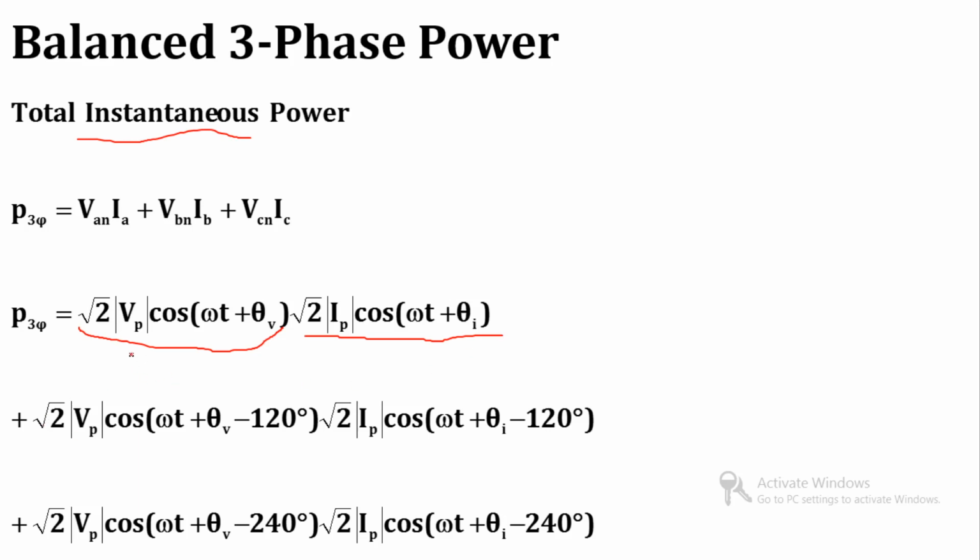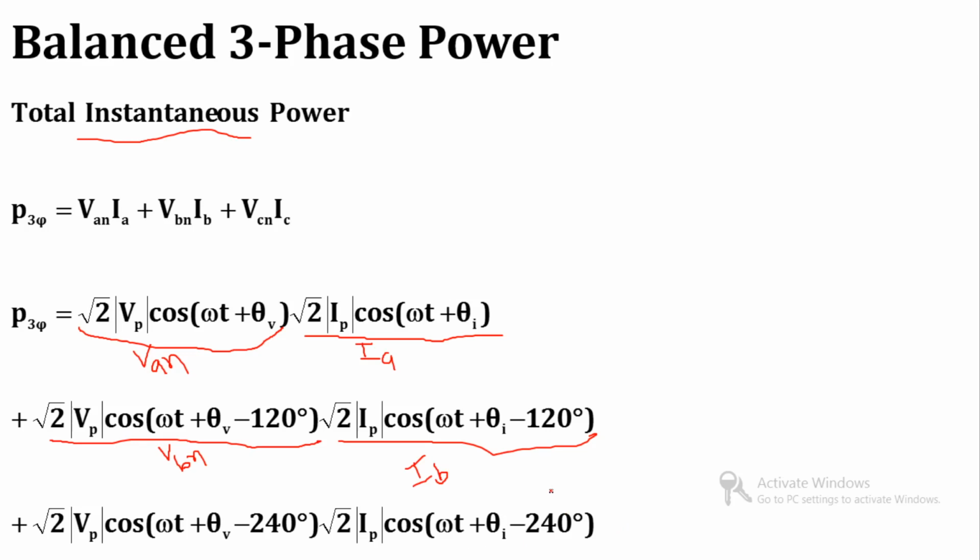Similarly, let me write over here Van and Ia. This is the value of Vbn, just shifted by 120 degree, and this is the value of Ib. Similarly, this is the value of Vcn and this is Ic.